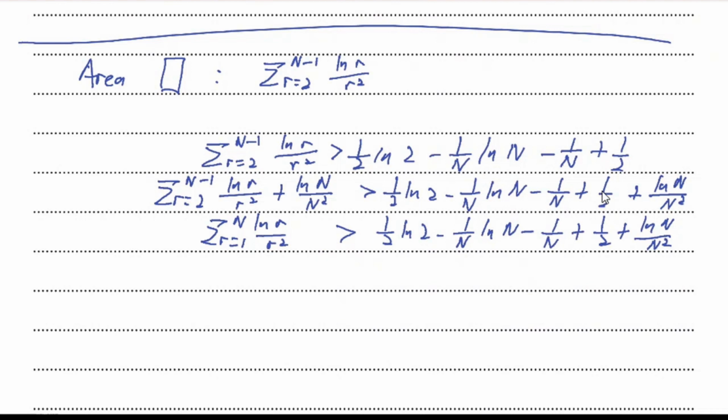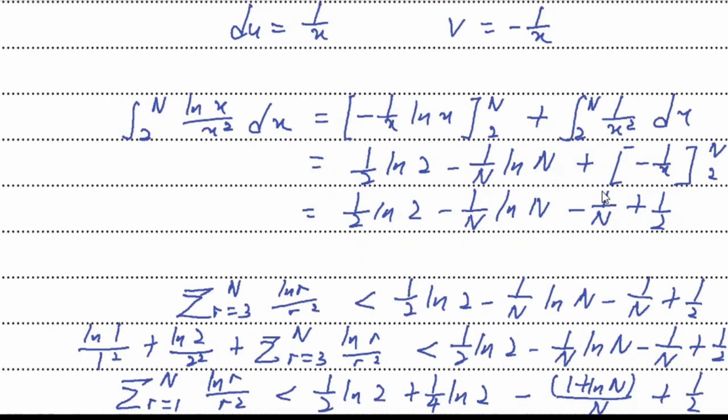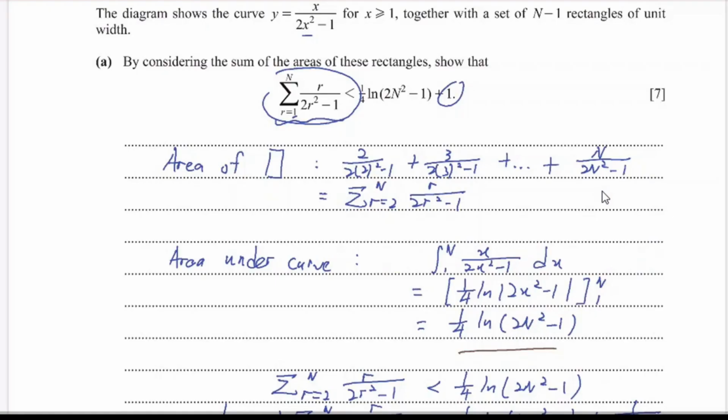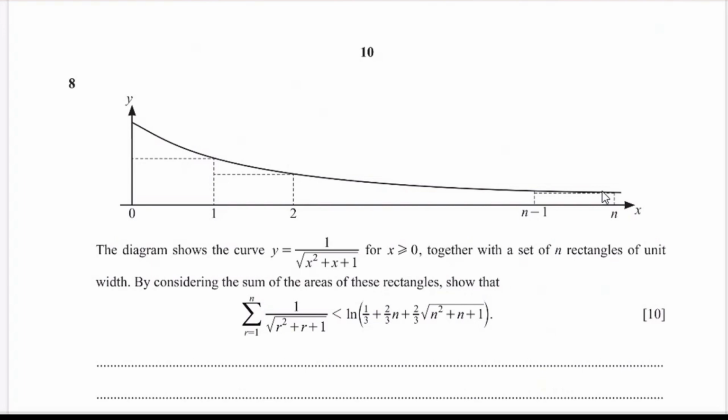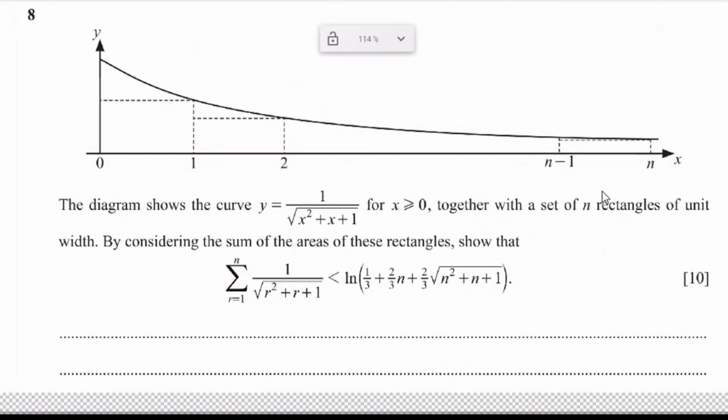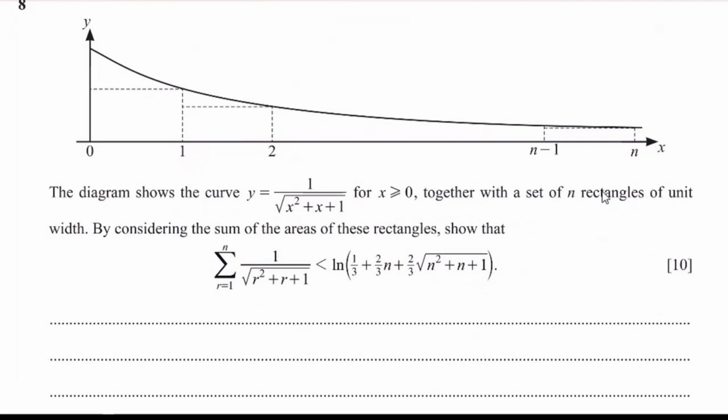Okay, so there's another type of question, which is something like this here. It looks like a question where we want to do all the approximation, right? But we can actually look at this as a curve. It looks a bit scary at first, and they ask us to show that the sum from i equals 1 to n of this function here is less than the ln of so many things here.